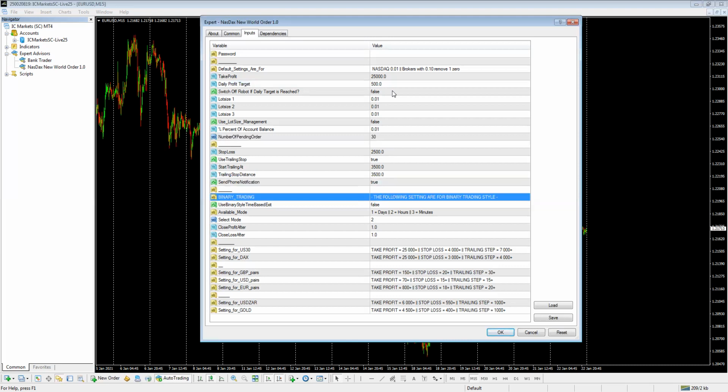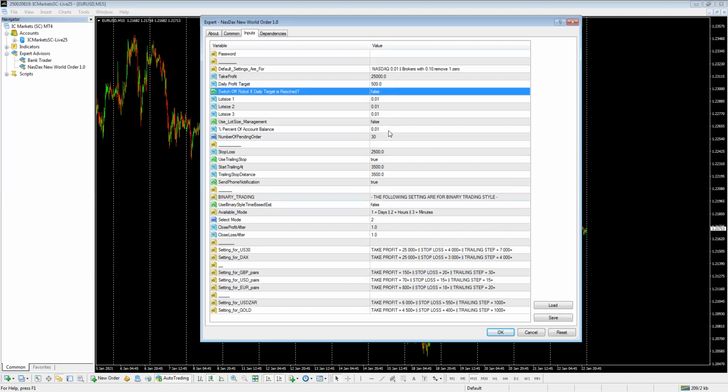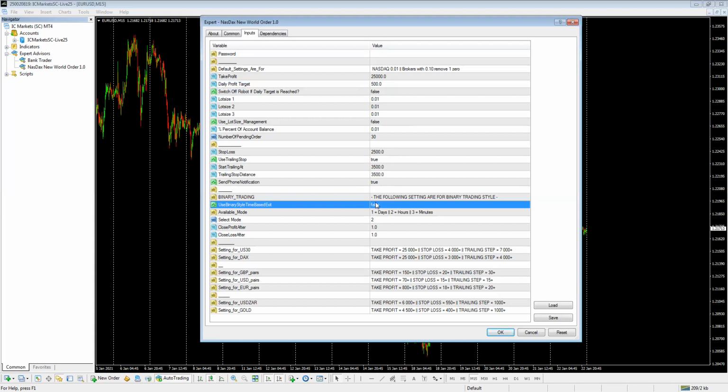Binary option, time-based trading. That means you want the robot to open a trade and hold a trade only for a certain amount of time or period, then close after that. So if you want the robot to open trades and close them after a certain amount of time or periods, you make this true. If you want the robot to only use your take profit and stop loss, leave this on false.